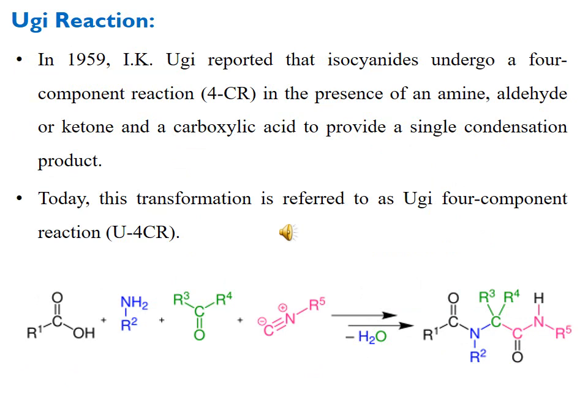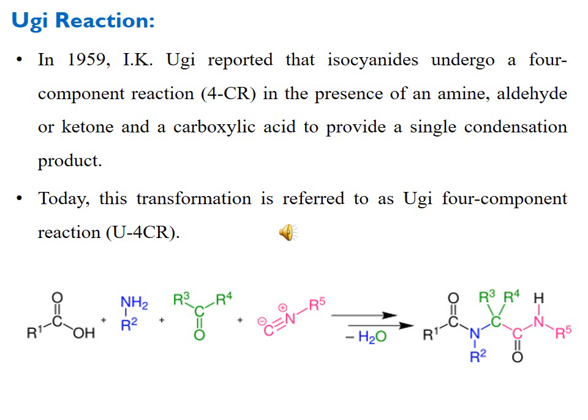Here we come to our main lecture, that is the Ugi reaction. It was first reported in 1959 by Ugi, in which isocyanides undergo a 4-component reaction in the presence of amine, aldehydes or ketones, and carboxylic acids, and we get a single condensation product of these 4 components. Today this transformation is known as the Ugi 4-component reaction, U4CR.